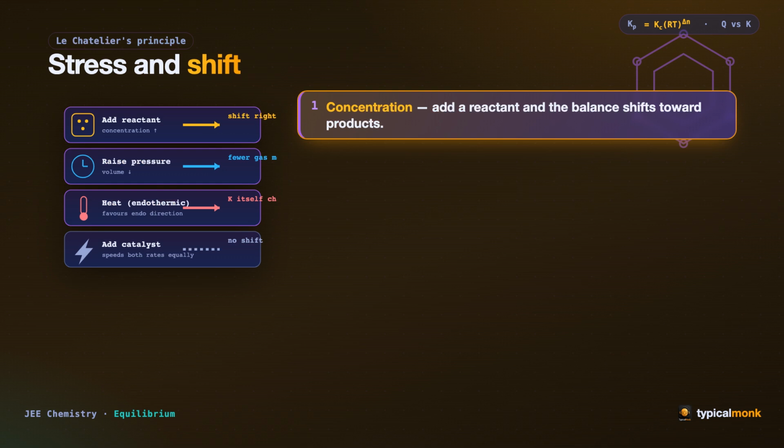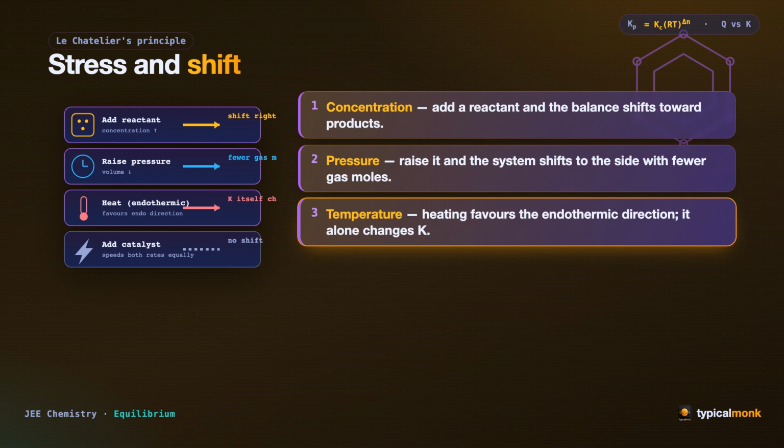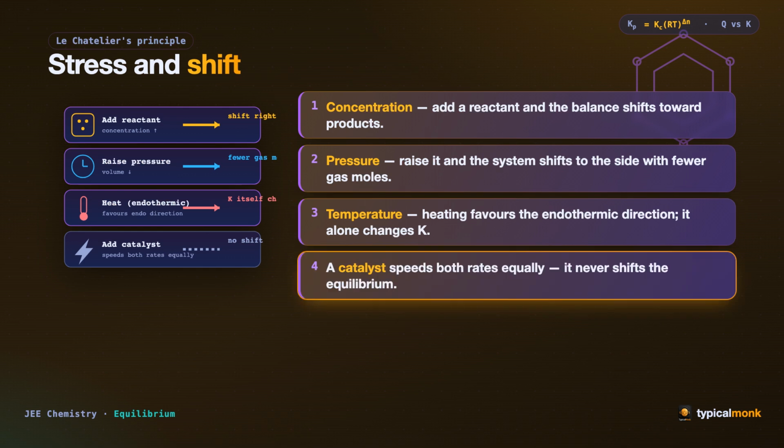Now watch which way the balance leans when you apply a stress. First, concentration. Add a reactant and the balance shifts toward the products. Second, pressure. Raise it and the system shifts toward the side with fewer gas moles. Third, temperature. Heating pushes the balance toward the endothermic direction, and this is the one thing that actually changes the value of K. And fourth, a catalyst. It speeds up the forward and backward rates equally, so it never shifts the equilibrium. It only gets you there faster.